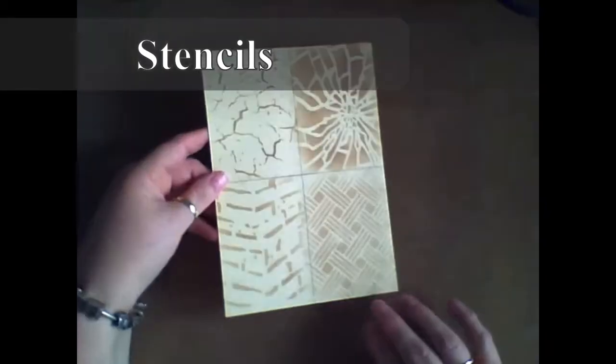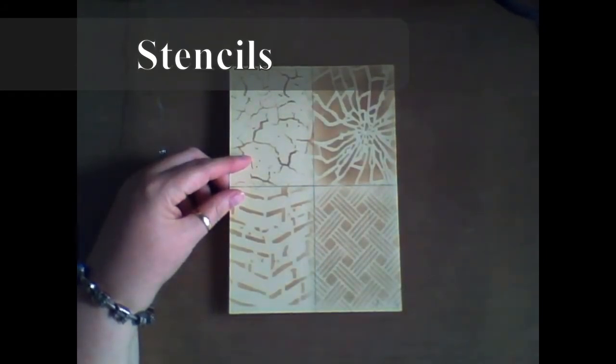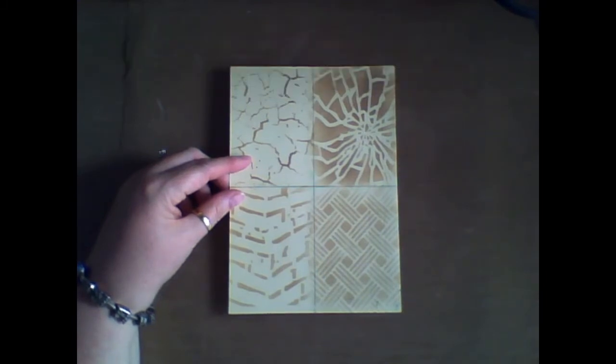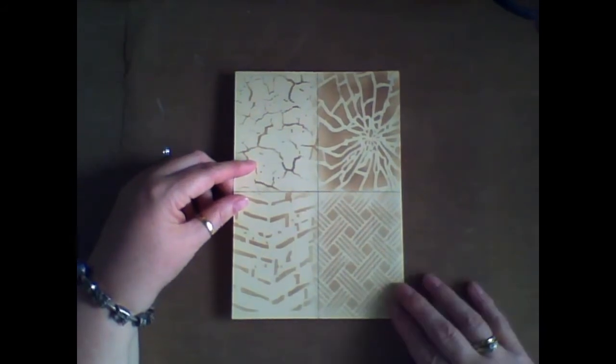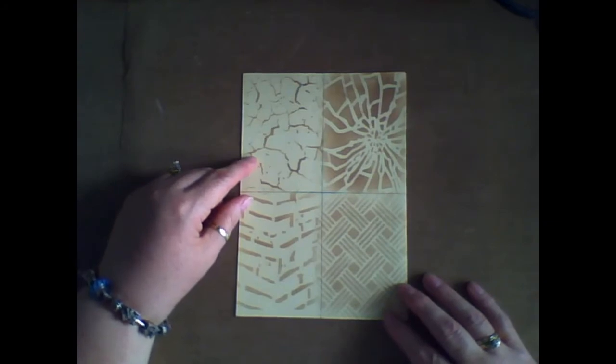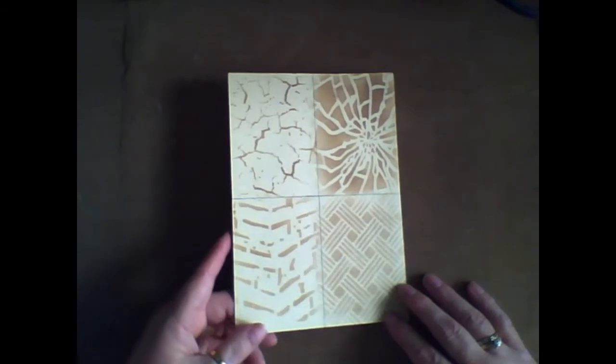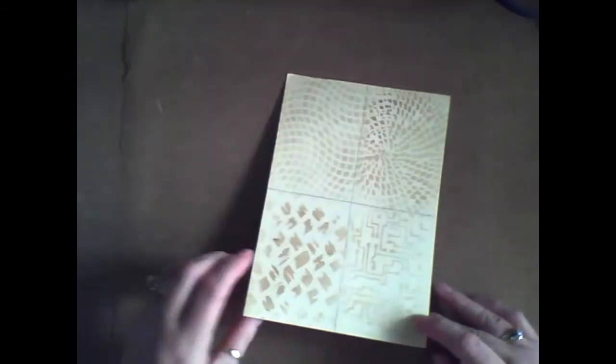3. Stencils. Stencils are a great way to achieve texture or dimension. They are incredibly versatile as well, and they can be used with a variety of materials such as ink, paint, texture pastes, and gesso. I've taken a selection of some of my stash of stencils and used Distress ink through them to show some examples of stencil textures.